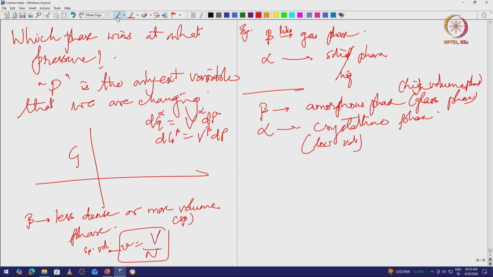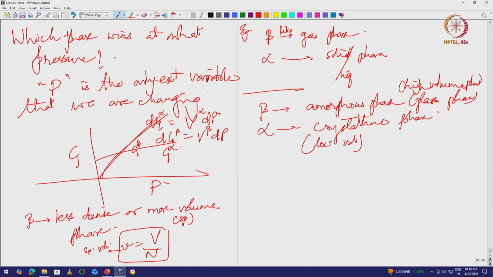So beta wins at low pressures, right. So, this is as a function of pressure, and beta has a larger volume. So, this is going to go like this. This is G beta. G alpha is going to be like this because alpha has a low volume. The slope of this should give the volume of that phase, right.